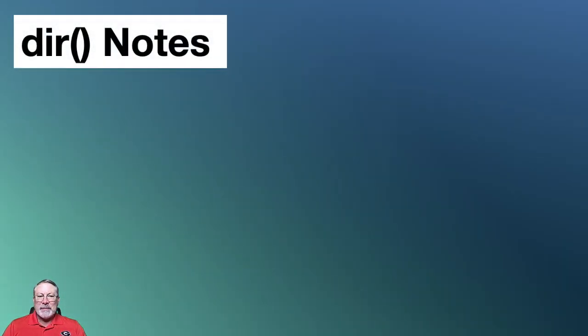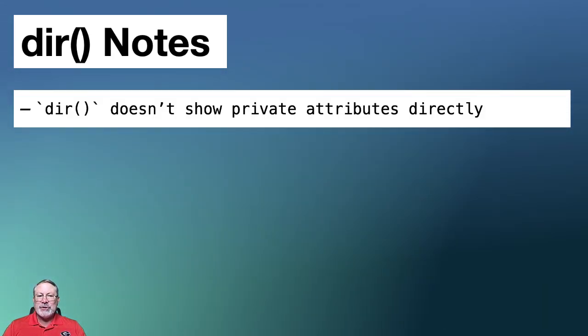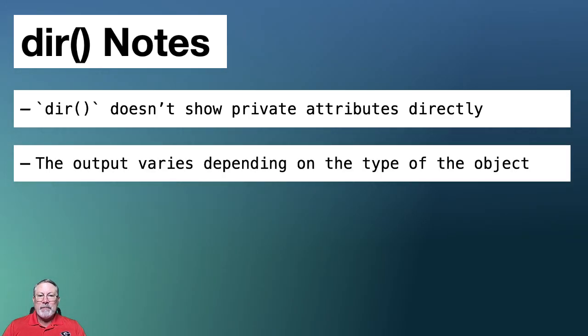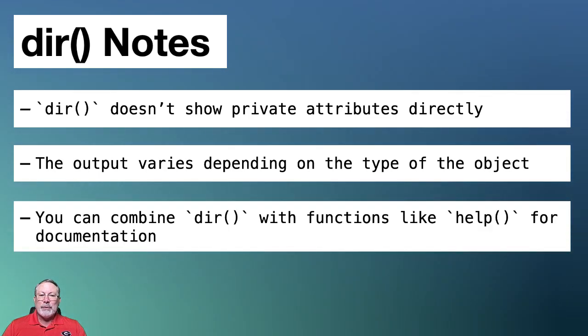A few things to keep in mind. The dir function is a great tool for exploration, but doesn't show private attributes directly, like __attribute. The output might vary depending on the type of the object you inspect. For deeper exploration, combine dir with functions like help for documentation.